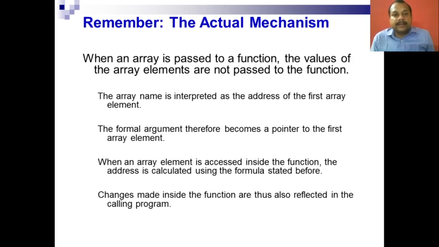Now the actual mechanism behind this array passing is that the array name is interpreted as an address. Array stores in contiguous memory location. So by address I can access all the elements there. The formal argument therefore becomes a pointer to the first array element. When an array element is accessed inside the function, the address is calculated using the formula stated before. Changes made inside the function are thus also reflected in the calling program.